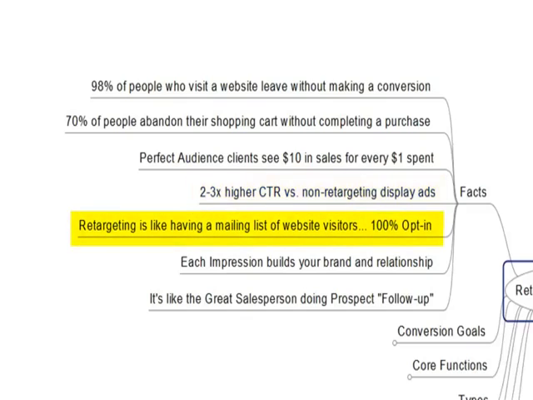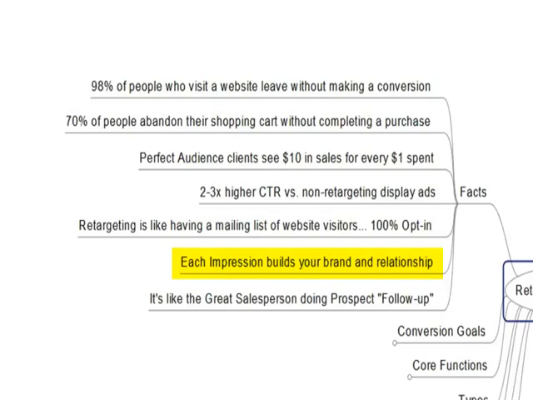So another way to explain it is retargeting is like having a mailing list of your website visitors. 100% opt-in, and instead of getting that 2% opt-in, we're getting 100%, because we are putting a cookie on everybody's browser that comes to the website, and then we're able to follow them around the internet, continuing to show them ads. And so every time they see one of your ads, every impression is building your brand and your relationship with that person. I believe the latest studies that I've read are saying something like it takes 7 impressions to get somebody from never hearing about you to buying from you, and retargeting can really help you do that.